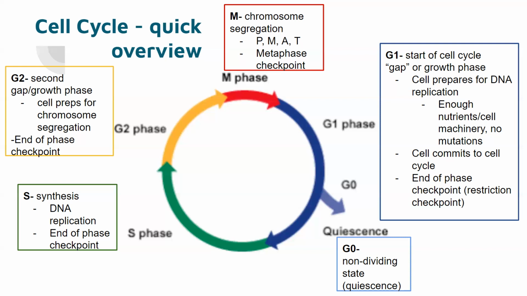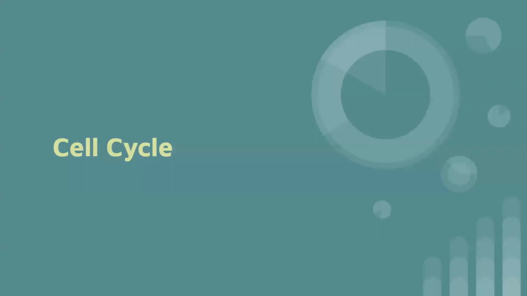Then you move along to M phase, or mitosis. Here we're talking about chromosome segregation up until cytokinesis. So there's PMAT: prophase, metaphase, anaphase, telophase, and then cytokinesis. And that is the route that the cell follows in order to finish dividing.